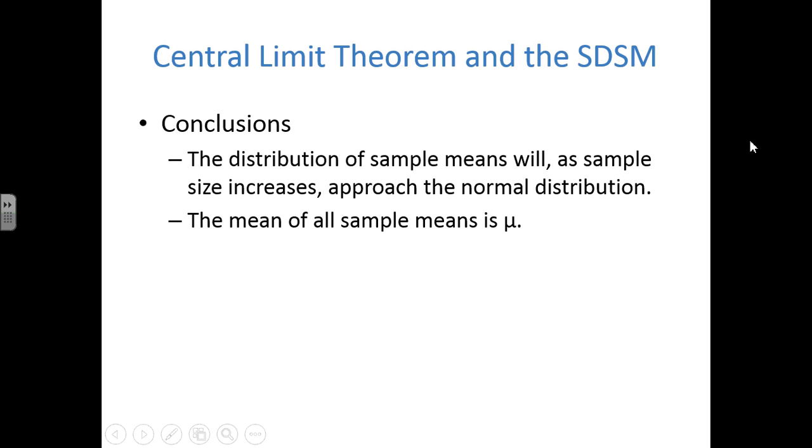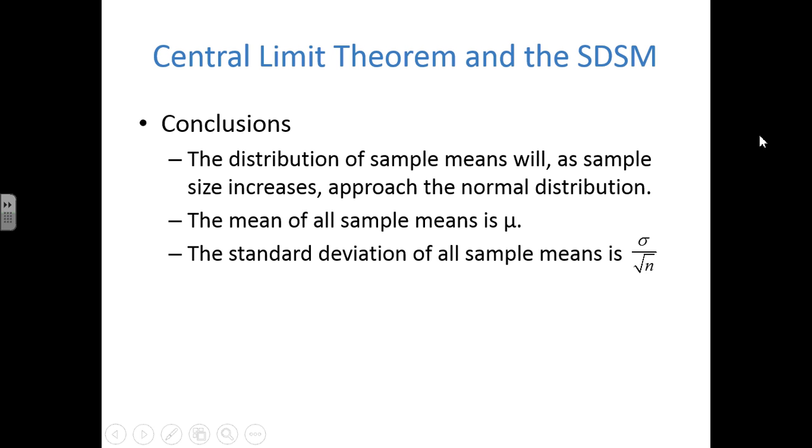The mean of all the sample means is equivalent to the population mean. We saw that with our example a little bit ago. And the standard deviation of the sample means is always going to be equal to the population standard deviation divided by the square root of the sample size.